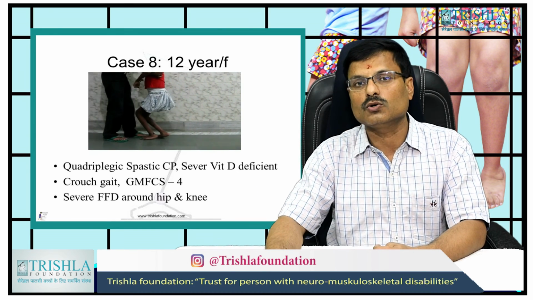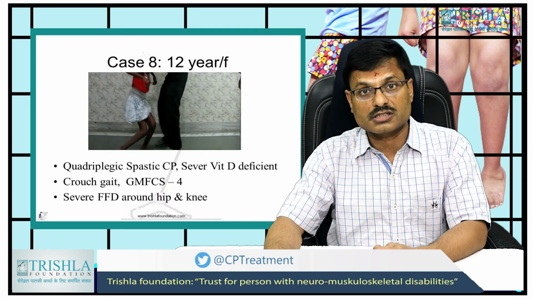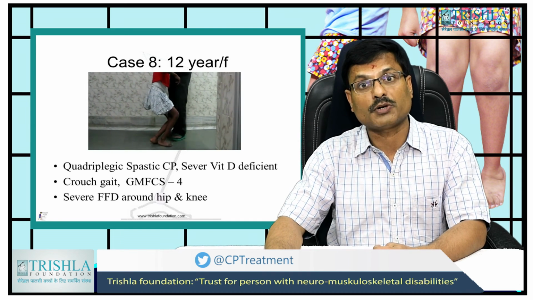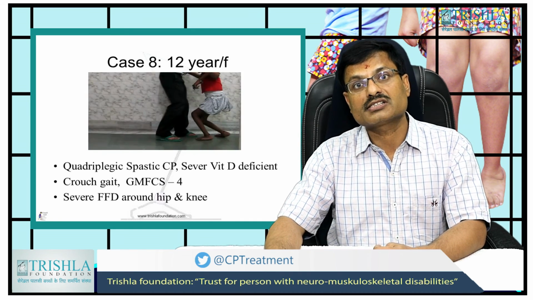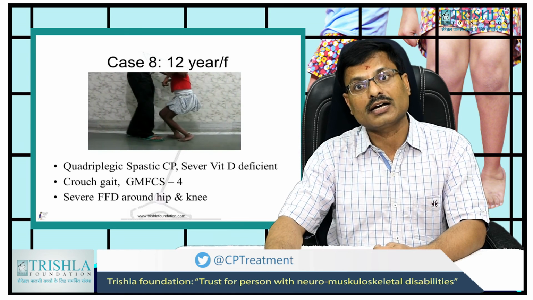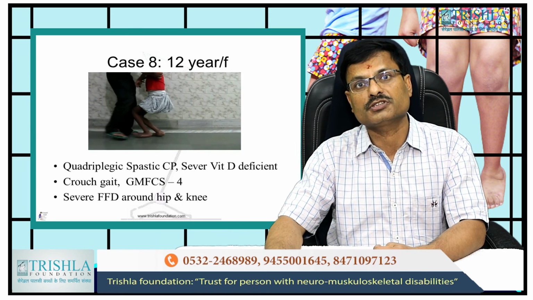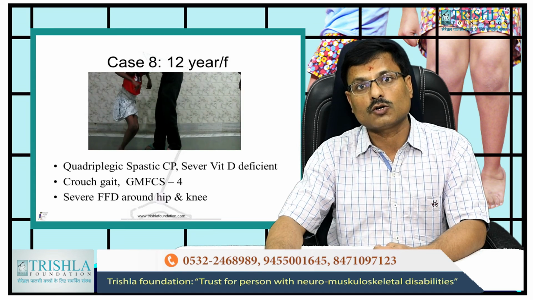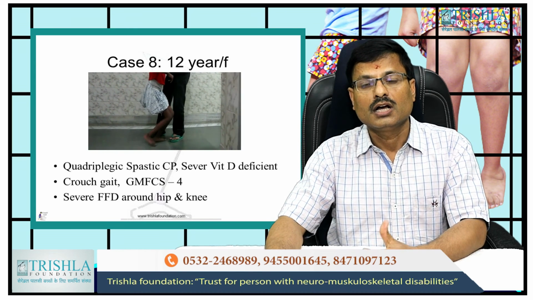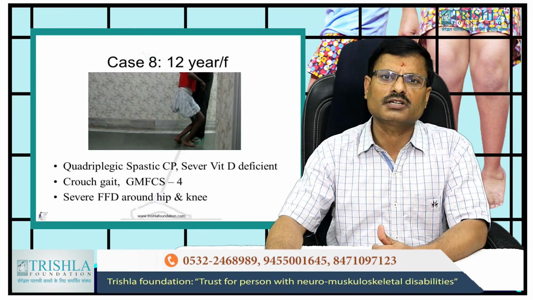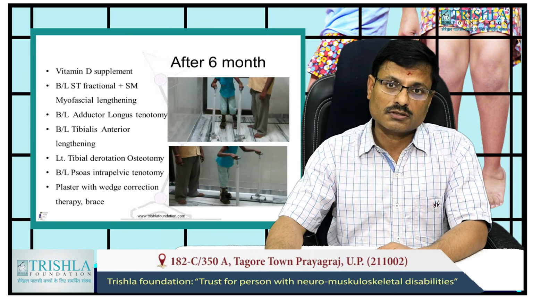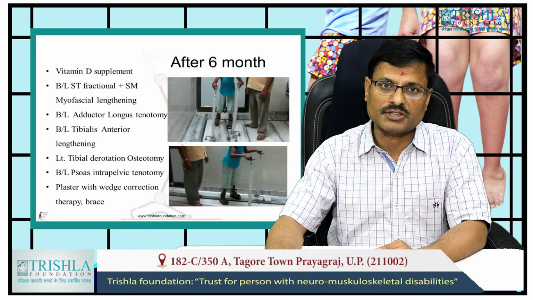You can see in the video that this girl was quadriplegic, spastic CP. She was inside the home because there was severe vitamin D deficiency. She walked in the crouch gait. GMFCS 4 was there. A severe flexion deformity in the hip and knee. She underwent surgery after sufficient vitamin D supplementation.